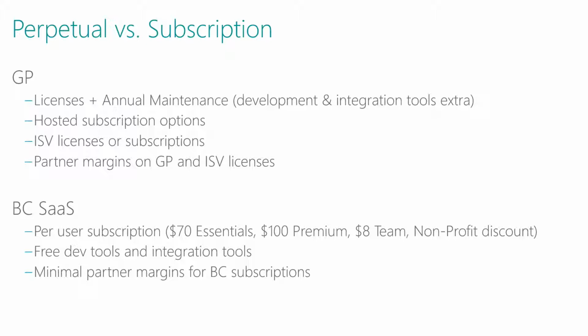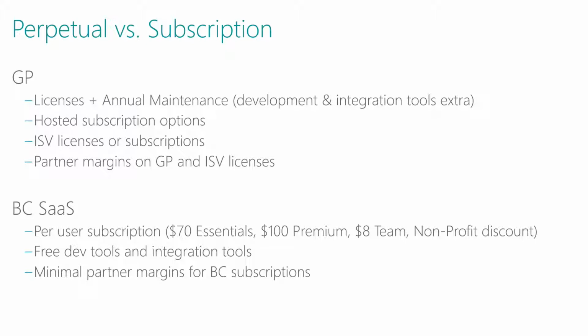And there are nonprofit discounts, but the per user monthly subscription where you just sign up and pay $70 per user, take your credit card, that is quite a contrast. And a contrast from GP is that Business Central development tools and integration tools are 100% free. In the case of the development tools, anyone in the world can download and set up a full Business Central development environment, and it's pretty amazing. So zero cost to start developing against Business Central.